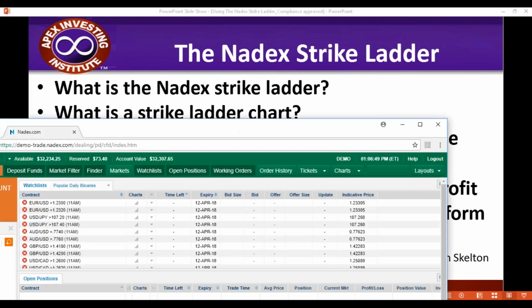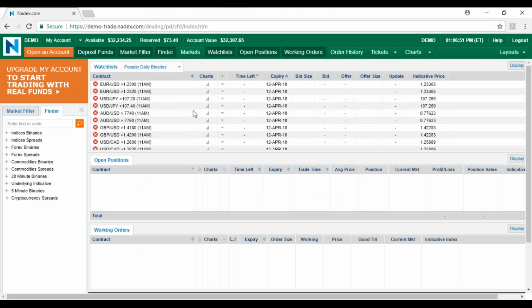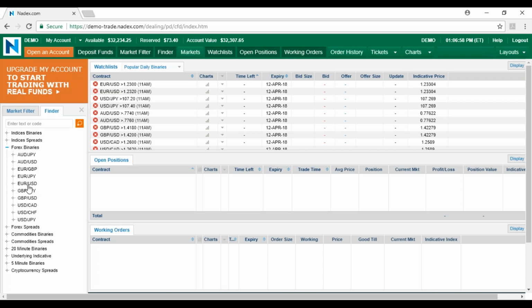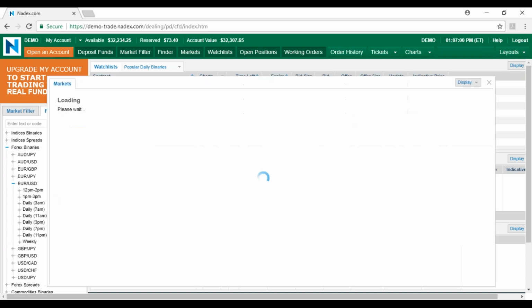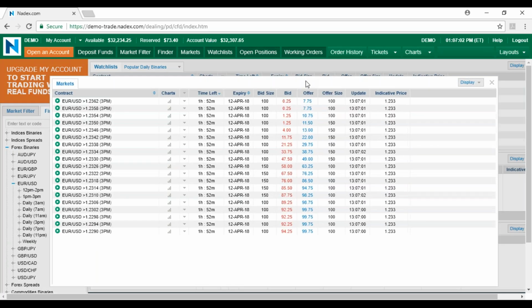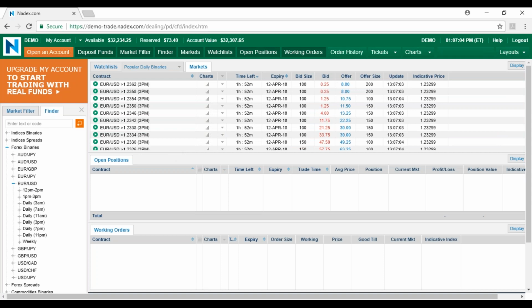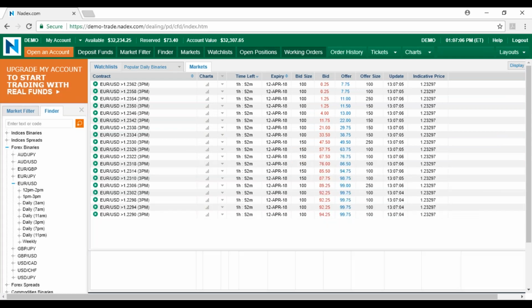Well, let me pull back over the Nadex demo platform here again. And just for example, let's pull up some forex. Let's pull up euro dollar. Okay. So right here, I pulled up the euro dollar binary contracts that expire at 3 p.m. Eastern time today. Once again, whenever you see a time listed on the Nadex platform, that is in Eastern time.